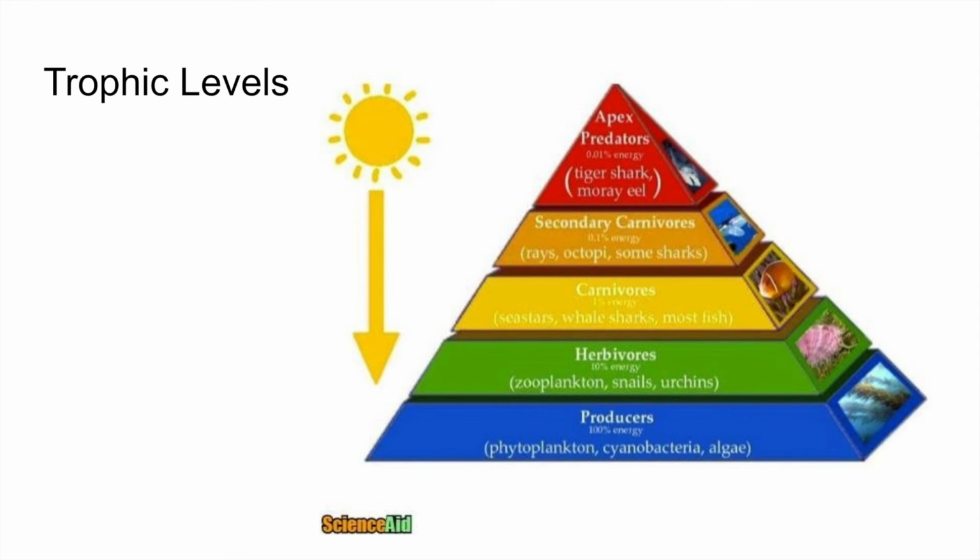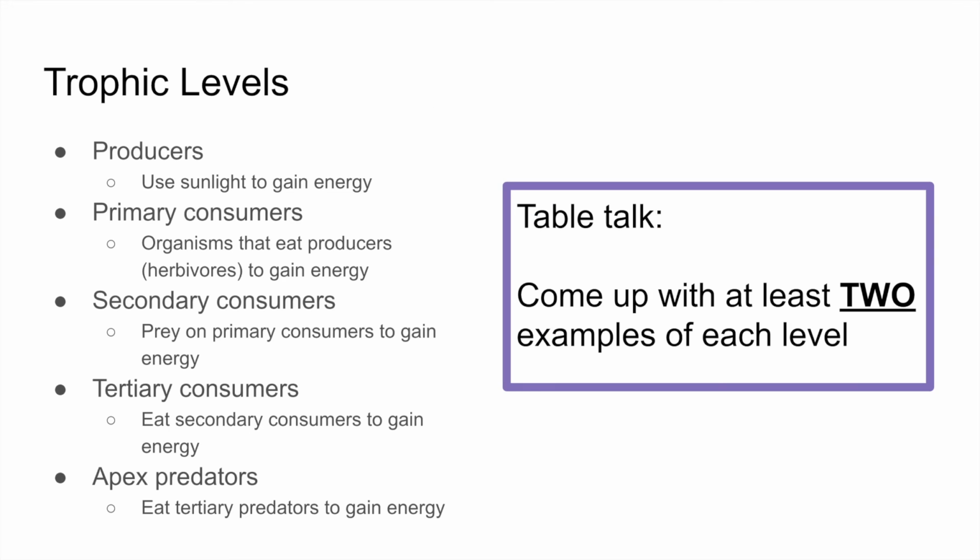So now that we have animals eating each other, let's go through trophic levels. There are 5, actually potentially more, trophic levels, but we're only going to talk about the basic 5. Producers, who are our autotrophs, use sunlight to gain energy. Primary consumers, they eat those producers to gain energy. Secondary consumers eat the primary, tertiary eat the secondary, apex predators eat the other tertiary consumers to gain their energy. So, come up with at least 2 examples of each level.